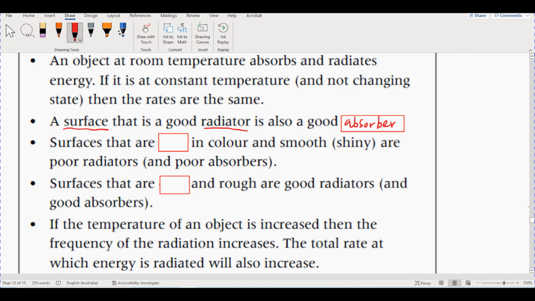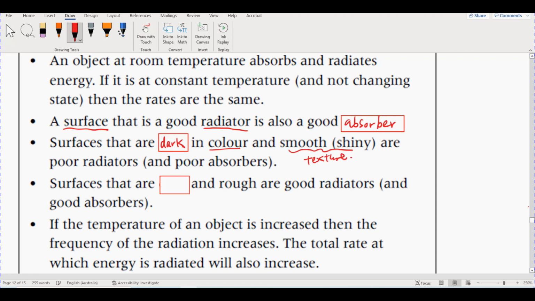But what do we mean by a good radiator surface or a good absorber surface? We have some classification of surfaces that are what? Dark in color and smooth. So the first is about color. The second is more about texture.